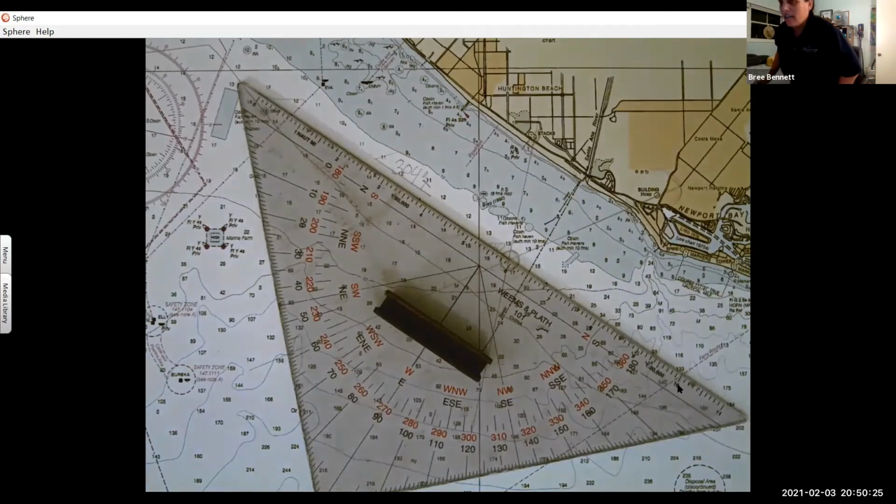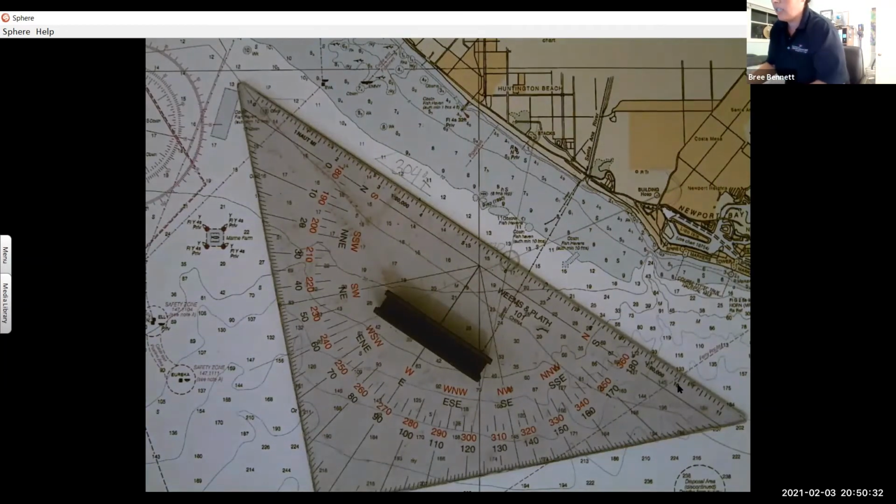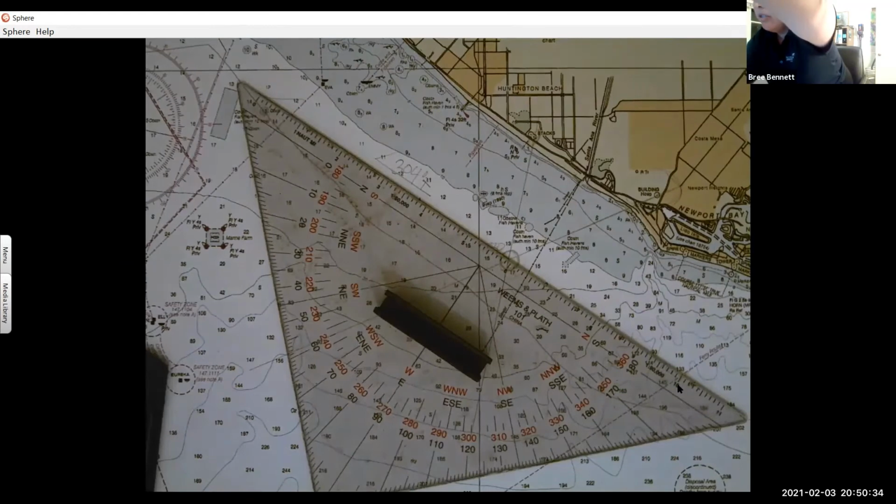Okay. I'm gonna have to move my screen here to get to Point Vicente for number 2. But does anybody have any questions while I'm moving this?